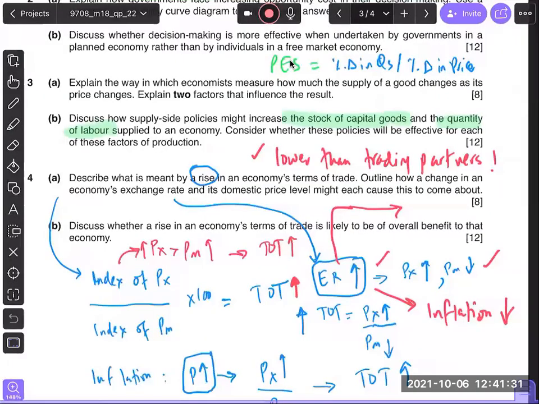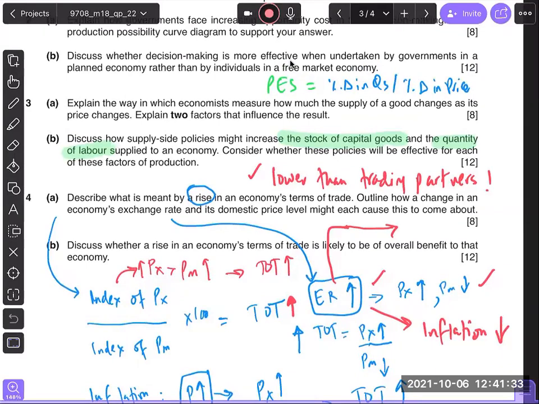Now, conclusion for this one, guys. What's the conclusion that you will write? Anyone who can tell me the conclusion or evaluation? Some of the things that we can write here about evaluation, guys, could be supply side policies are expensive. They work only in the long run. And what else? They are a burden on the government and taxpayers.